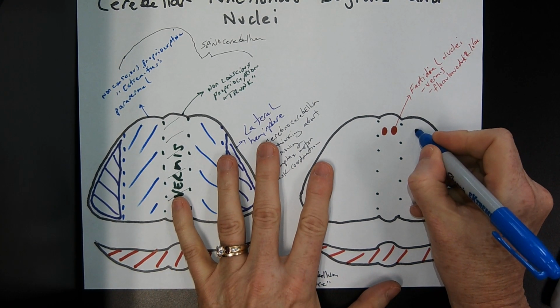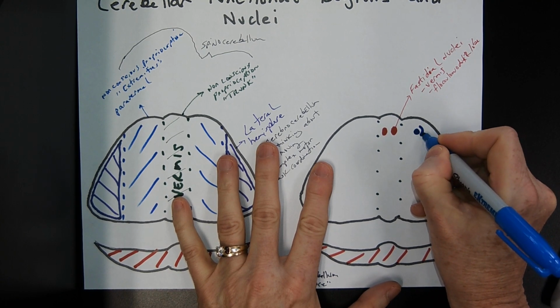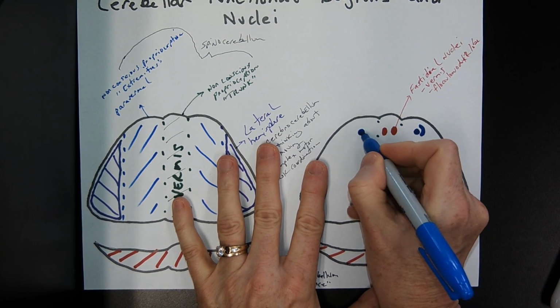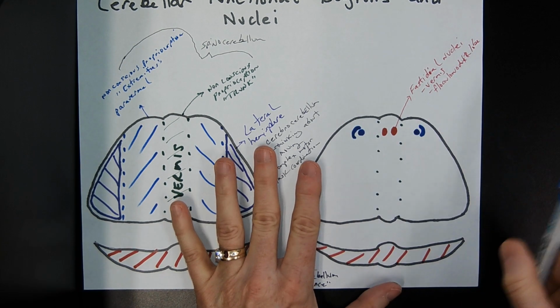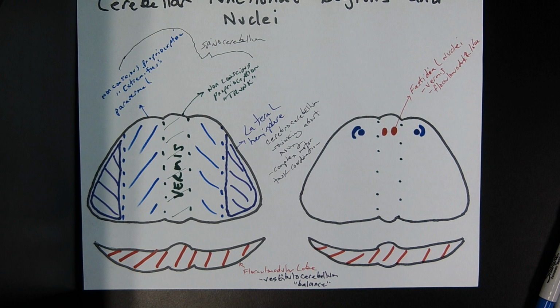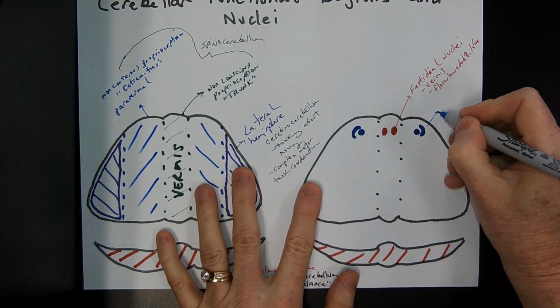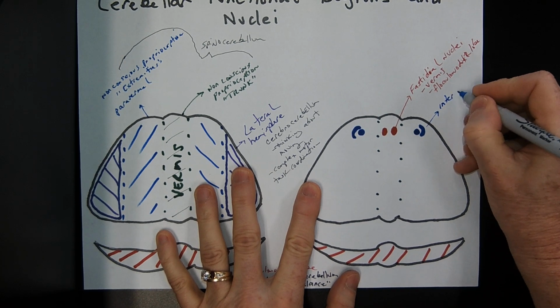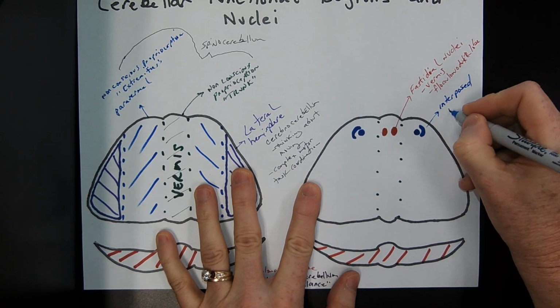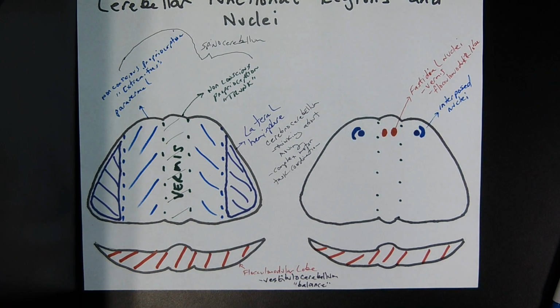The next set of nuclei are 2 different nuclei, but we're going to call them a pair together and give them their own name as the pair. Okay, this pair of nuclei is known as the interposed nuclei, I-N-T-E-R-P-O-S-E-D, nuclei. Interposed nuclei. Okay, floccular nodular and vermis use fastigial nuclei. Interposed nuclei are used by the paravermal region.